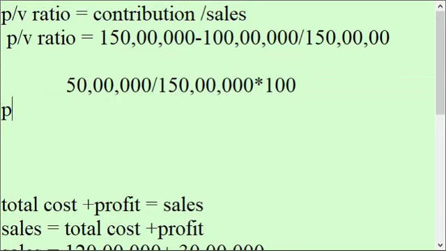So PV ratio is equal to 50 lakh divided by 150 lakh, into 100. That will give an answer of 33.33 percent. So we have calculated the PV ratio.